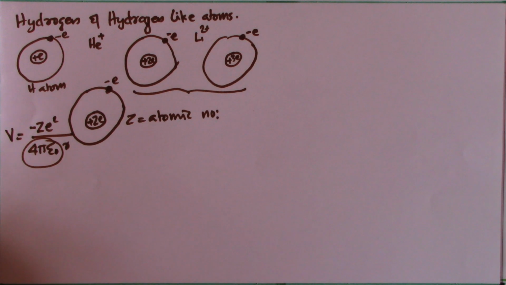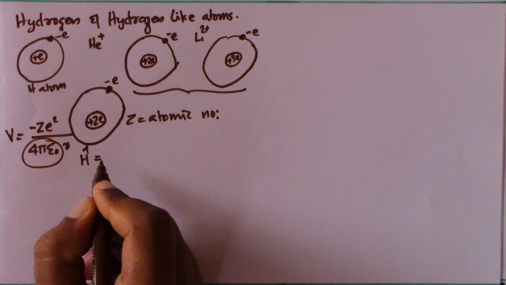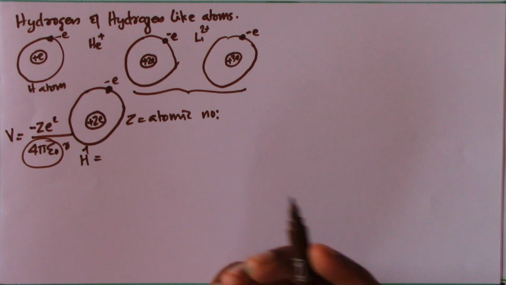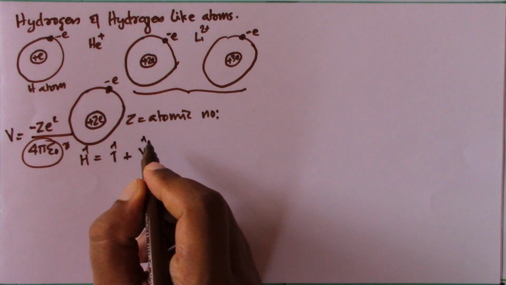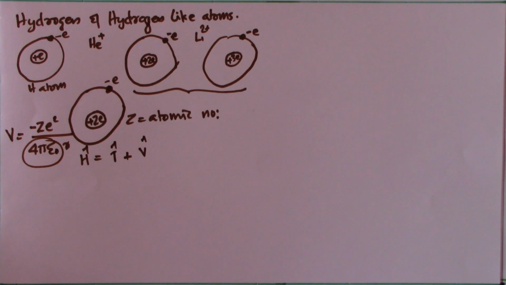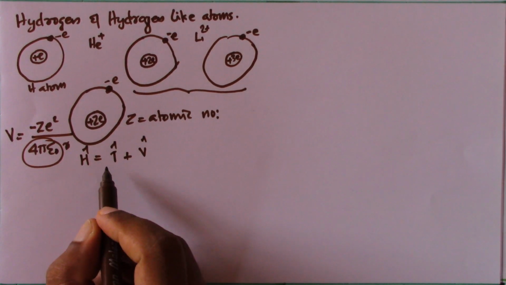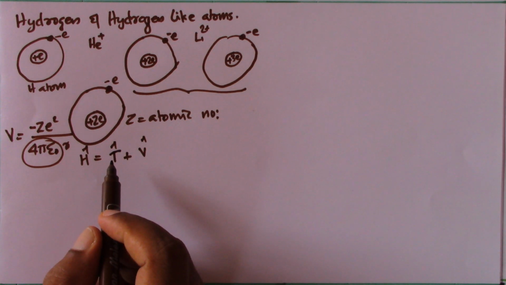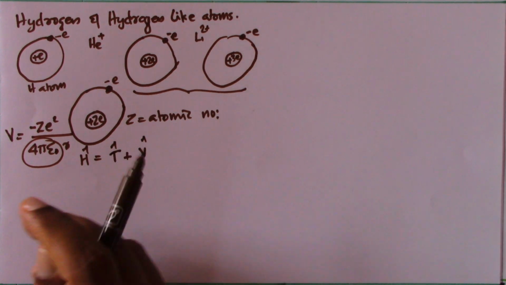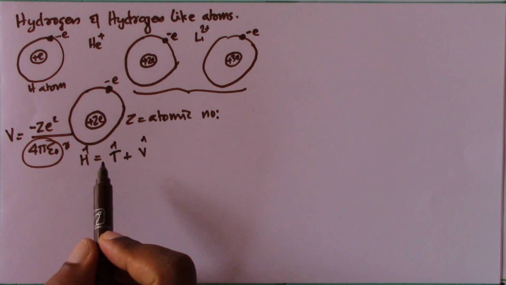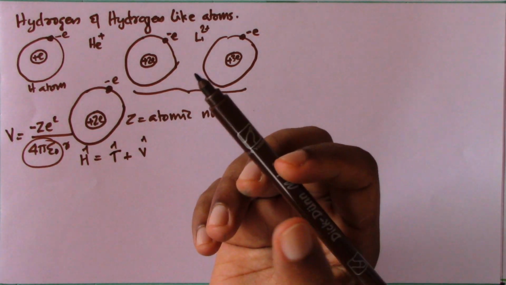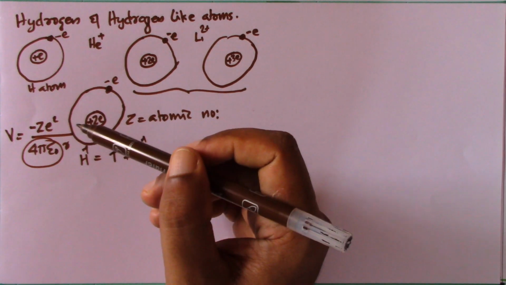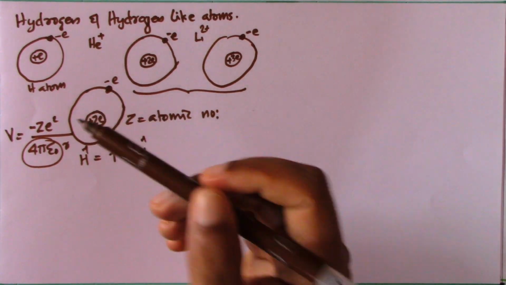So we can easily construct the Hamiltonian for this system. The Hamiltonian in this case, H cap, is equal to, what is Hamiltonian? That is a total energy operator, that is the kinetic energy operator plus the potential energy operator. And here, what is the kinetic energy operator? Whether we are considering the kinetic energy of the nucleus or the kinetic energy of the electron, because we are considering a two-particle system. So the total kinetic energy is nothing but the kinetic energy of the nucleus and the kinetic energy of the electron.